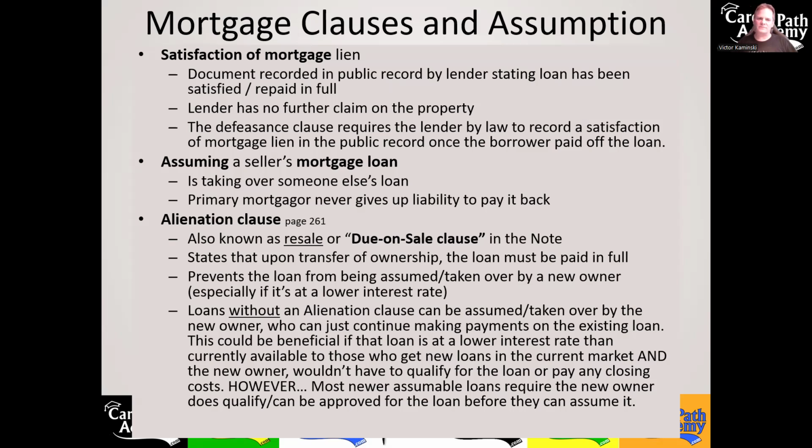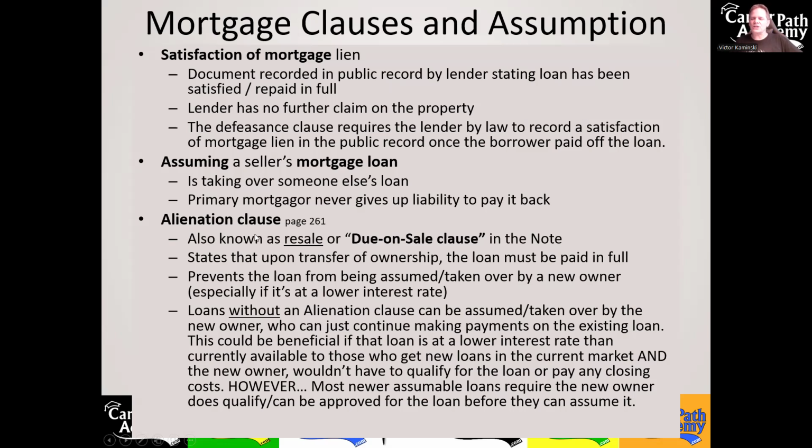The problem with that is, what if it's a lower interest rate loan than what you could get in the current market? That'd be good for the buyer who could just take over the loan of a seller. But the banks won't make as much money. So banks want you to get a new loan, especially at a higher interest rate. That's how they make money. And they make lots of it.